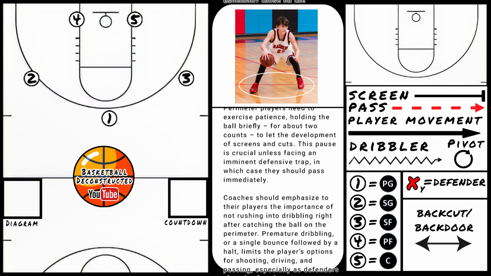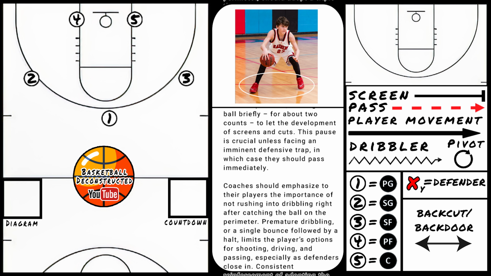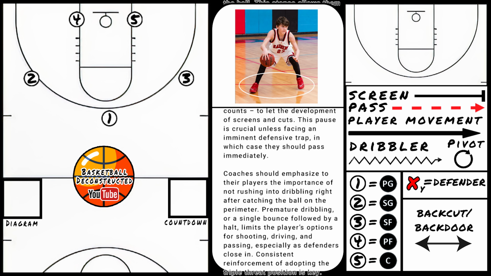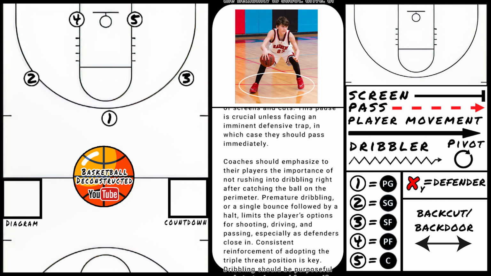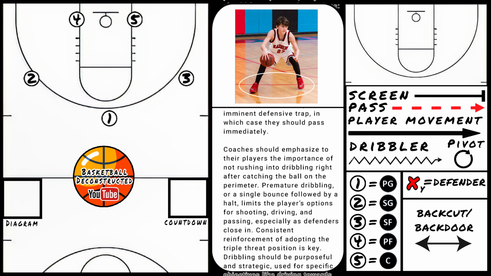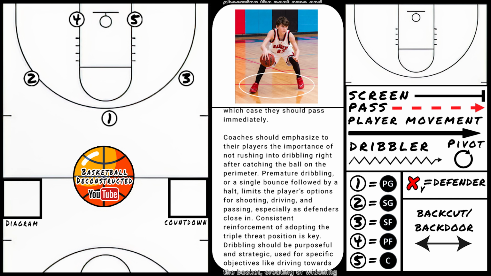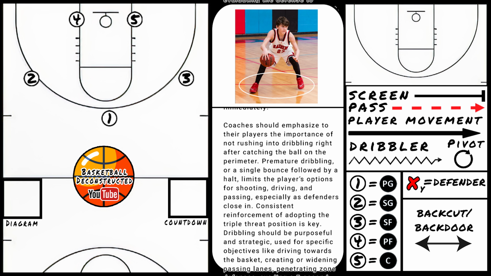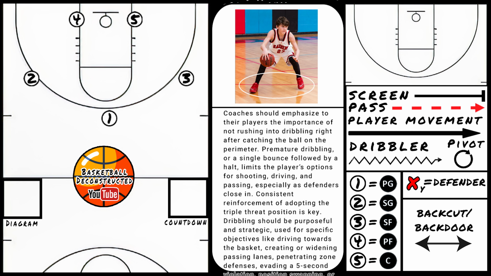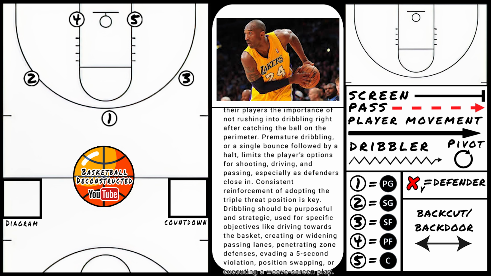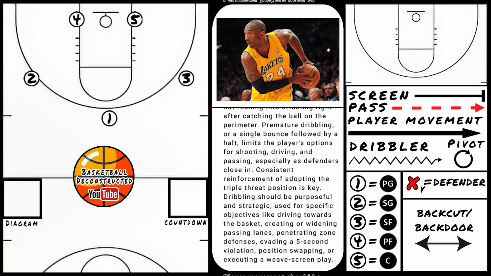Coaches should emphasize to their players the importance of not rushing into dribbling right after catching the ball on the perimeter. Premature dribbling, or a single bounce followed by a halt, limits the player's options for shooting, driving, and passing, especially as defenders close in. Consistent reinforcement of adopting the triple threat position is key.